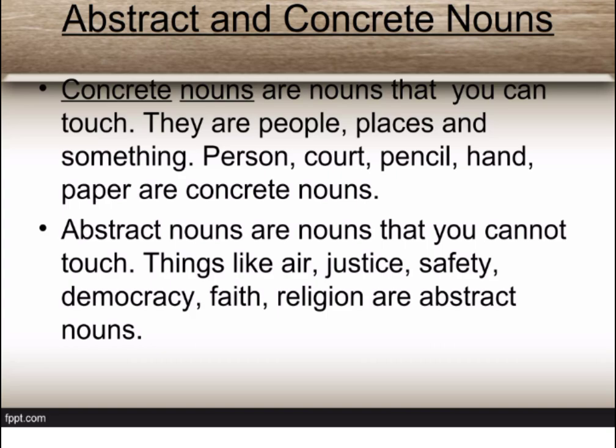Abstract and concrete nouns. Concrete nouns are nouns that you can touch. They are people, places, and things. Person, coat, pencil, hand, paper are concrete nouns. Abstract nouns are nouns that you cannot touch. Things like air, justice, safety, democracy, faith, religion are abstract nouns.